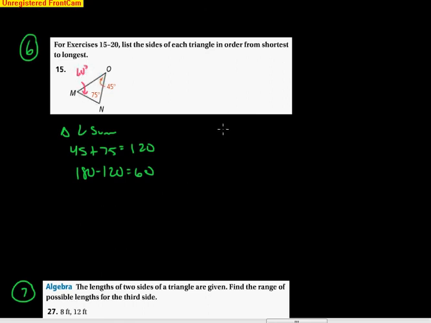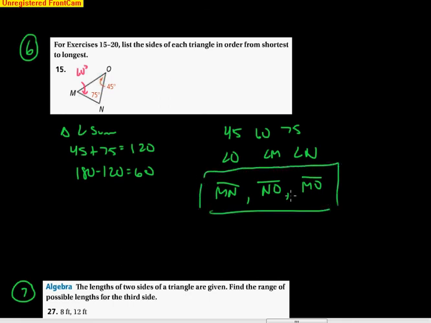So what I like to do is put them from smallest to largest, and then I will put the angles underneath it. Angle O, angle M, angle N. And now to list the sides in order from shortest to longest, you just pick the 2 letters that are not making the angle. So angle O is opposite of side MN, angle M is opposite of side NO, and angle N is opposite of side MO. And there is your shortest to longest order.